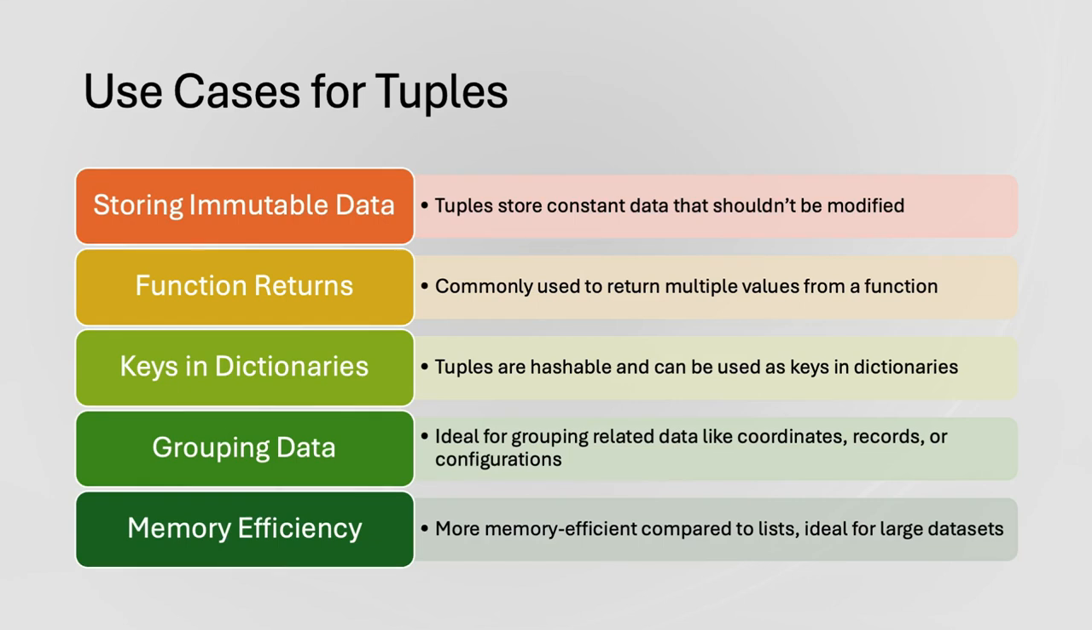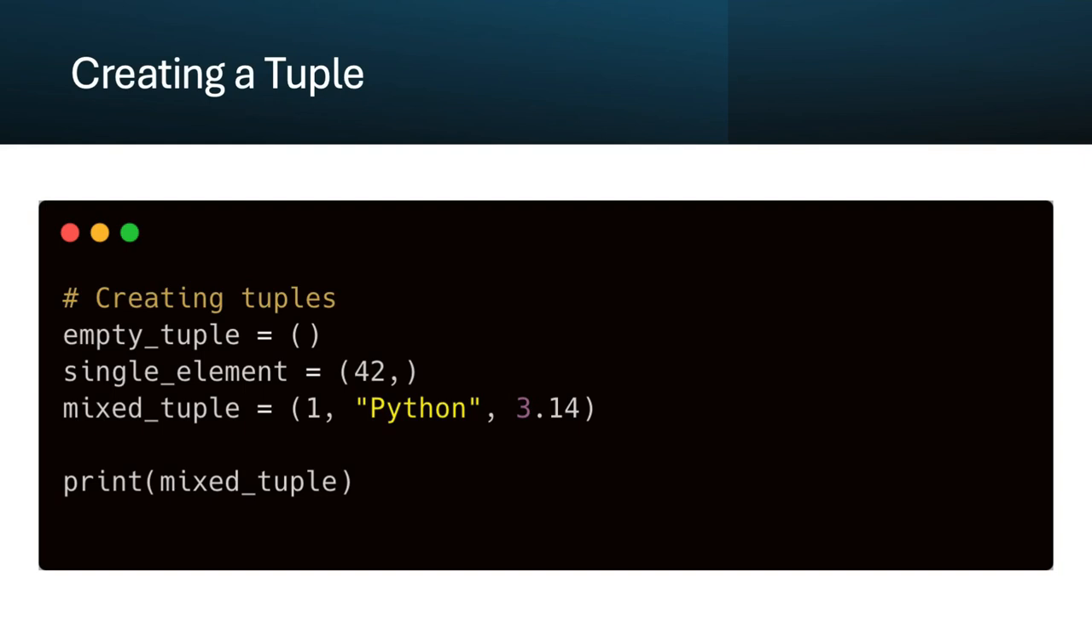Tuples in Python are used for storing immutable data, returning multiple values from functions, and as keys in dictionaries due to their hashable nature. They're also ideal for grouping related data and are more memory efficient compared to lists. Here's the code to create a tuple in Python.